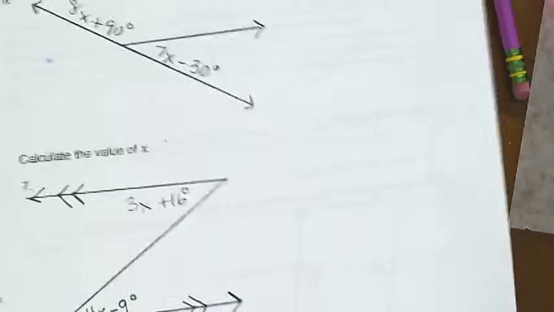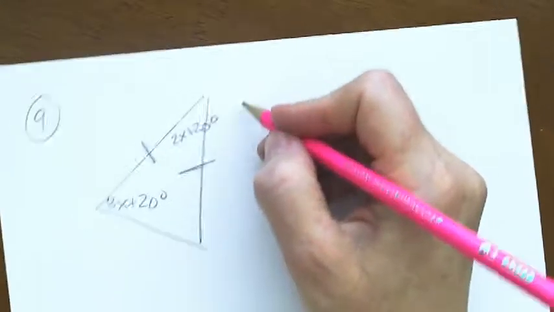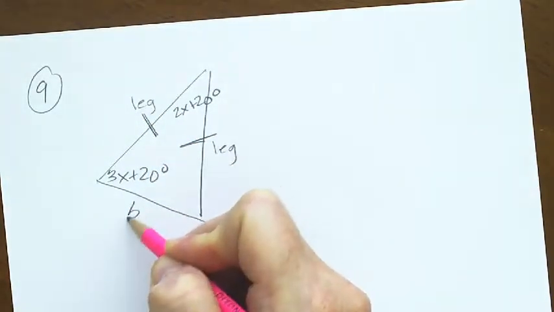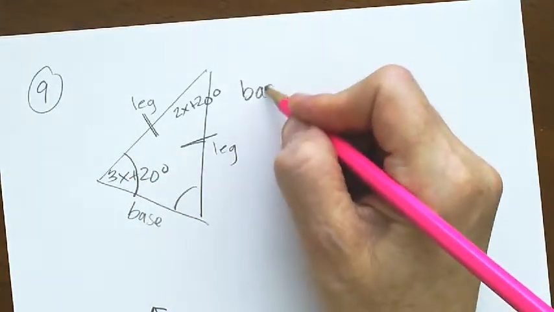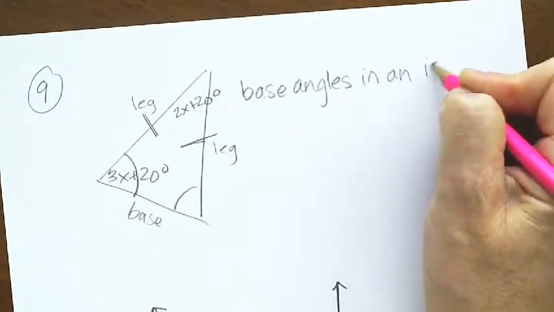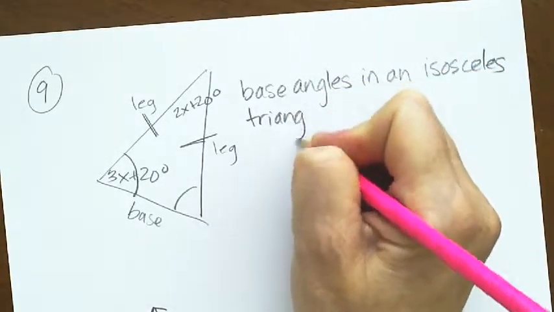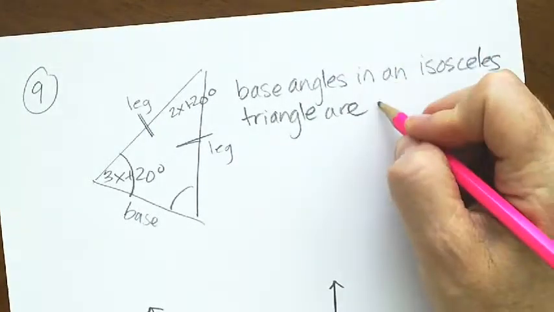Okay. Number 9. We have an isosceles triangle. In an isosceles triangle, we have 2 legs and we have a base. These are my base angles, and the base angles in an isosceles triangle are, do you remember? You can probably guess and get this right.